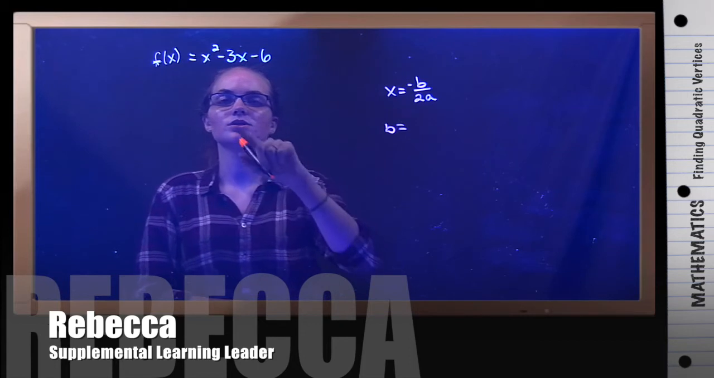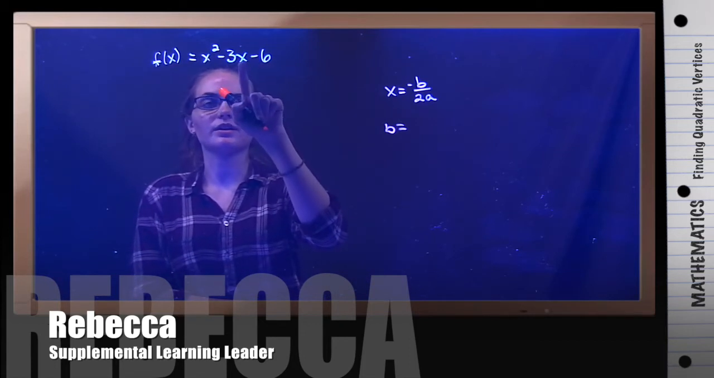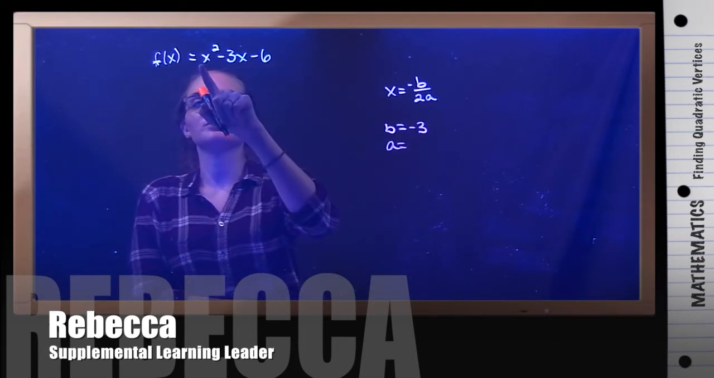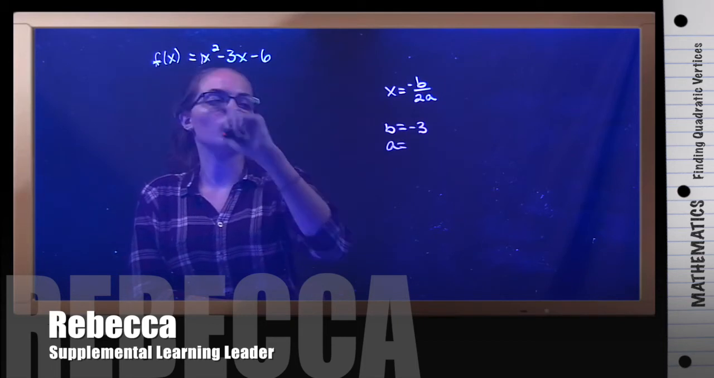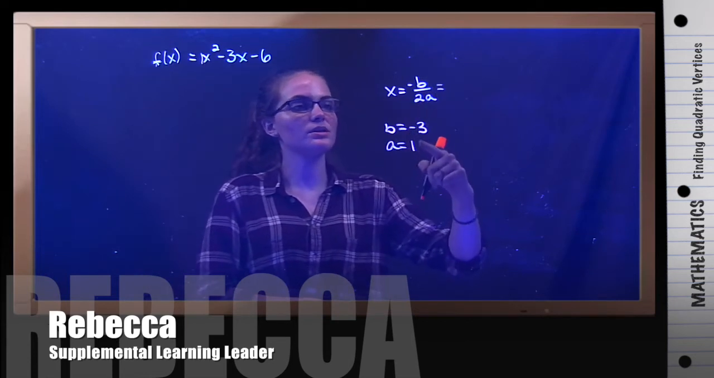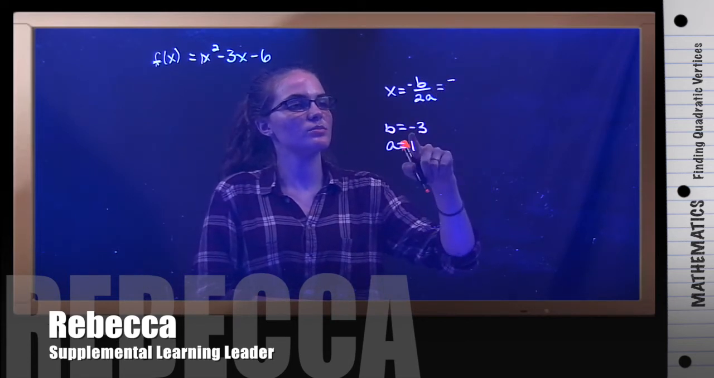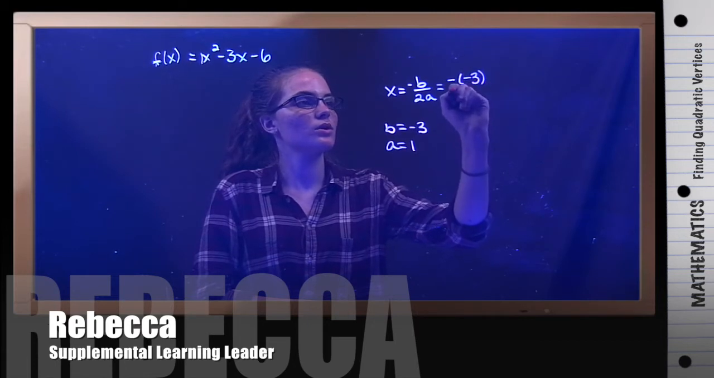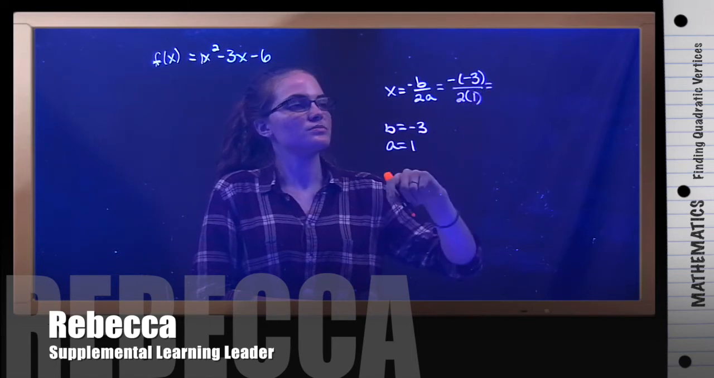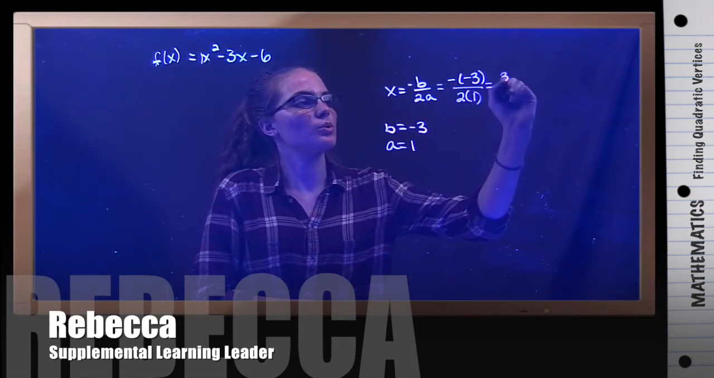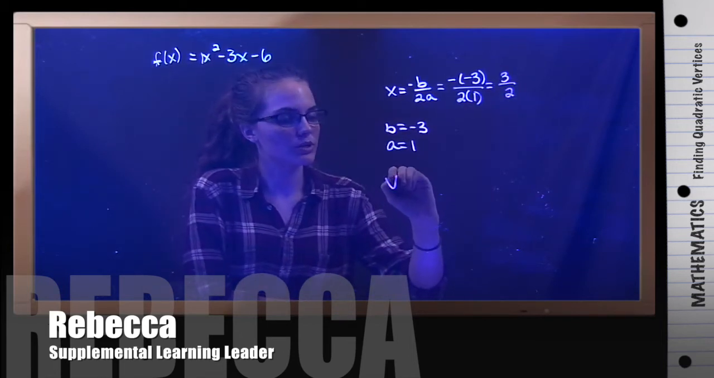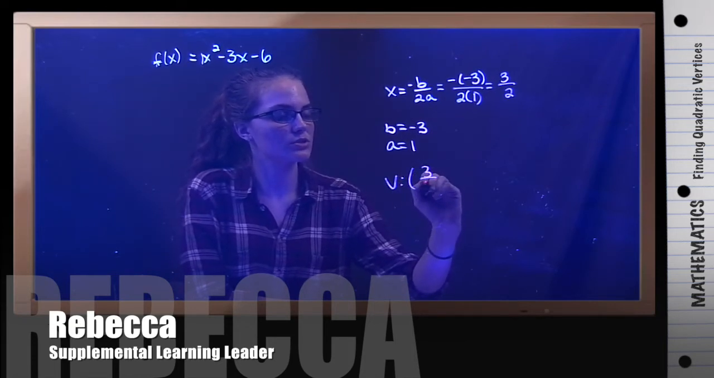So b equals, our b is always the coefficient in front of x, so our b equals negative 3. And a equals the coefficient in front of x squared, so that would be a 1. Okay, so we can plug these into our formula. We have negative b is negative 3 over 2 times our 1, which is a. Okay, so now these negatives can cancel out, and we'll have 3 over 2 times 1, which is just 2. So our x-coordinate of our vertex is 3 over 2.